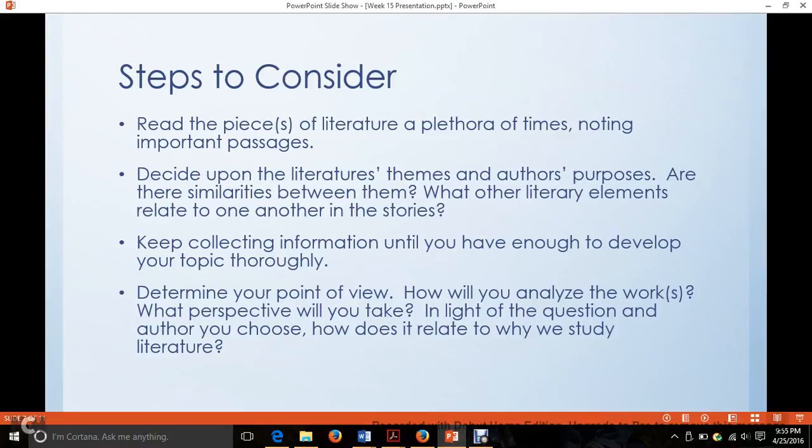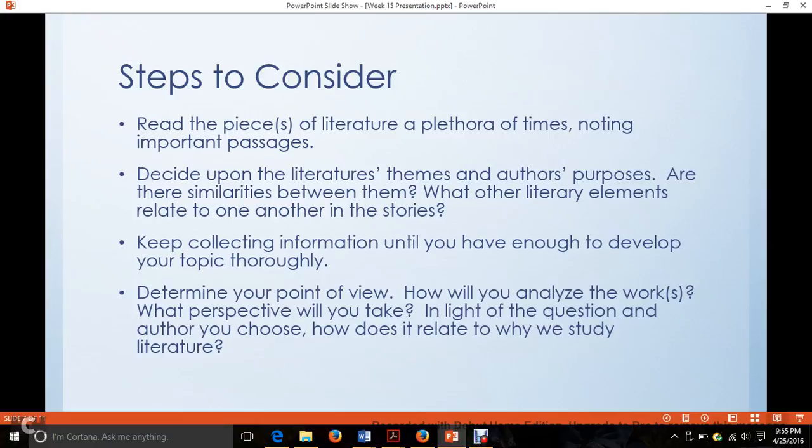Decide upon the literature's themes and author's purposes. So look at theme, look at purpose. Why is the writer writing this? And connect that to the question that's being asked in the text. Are there similarities between different works? Are you going to choose to write about more than one? What literary elements are incorporated into the work?